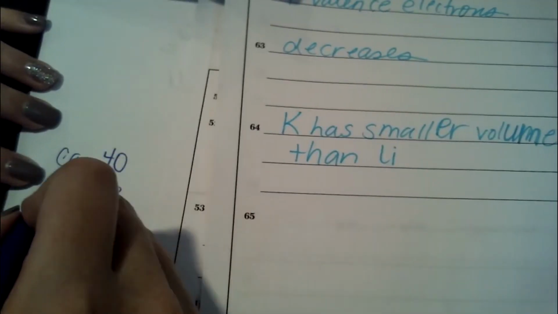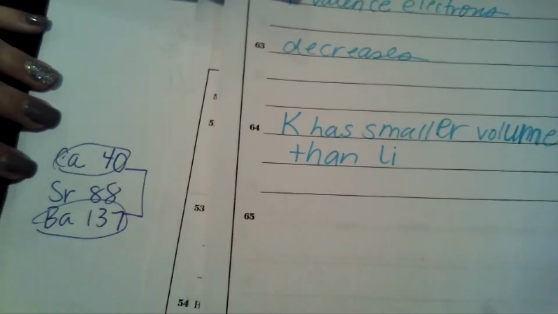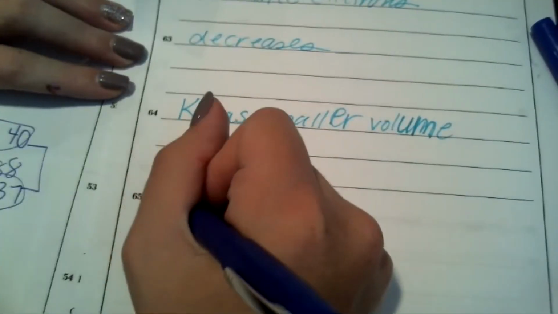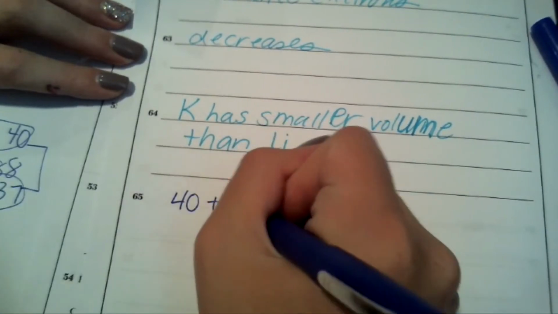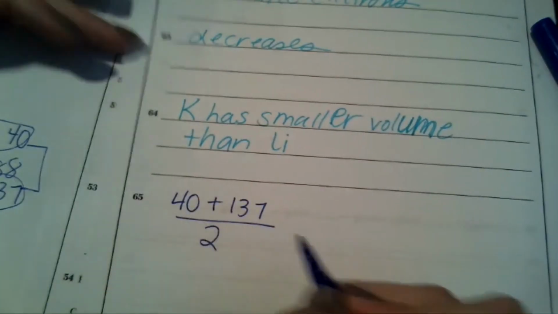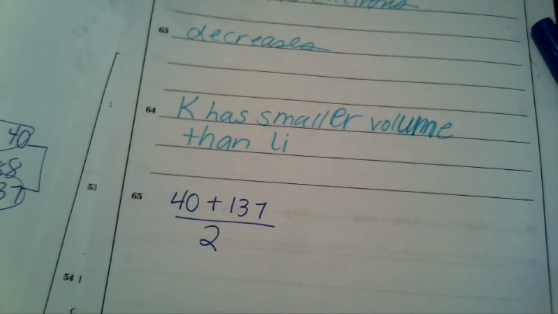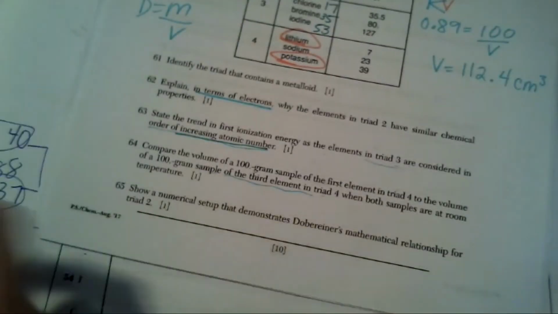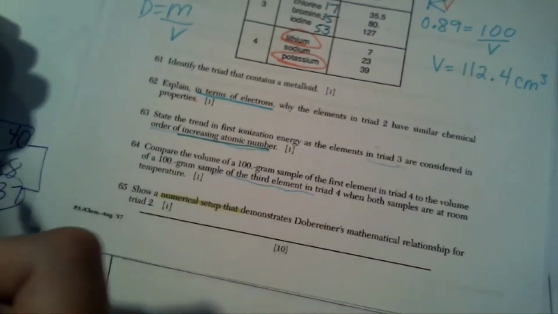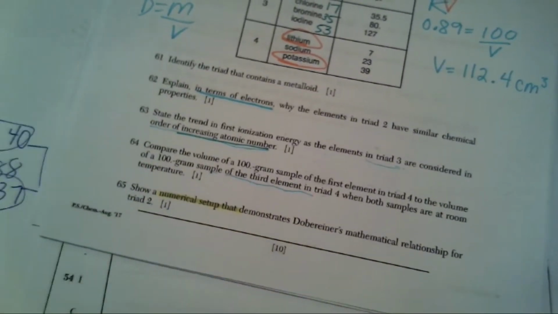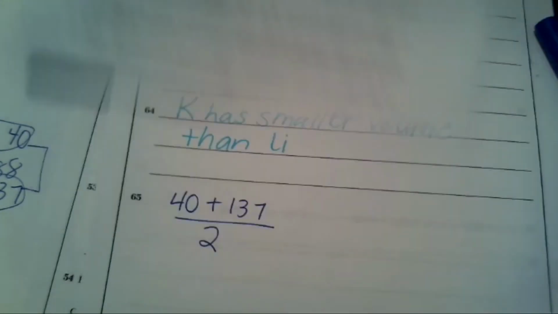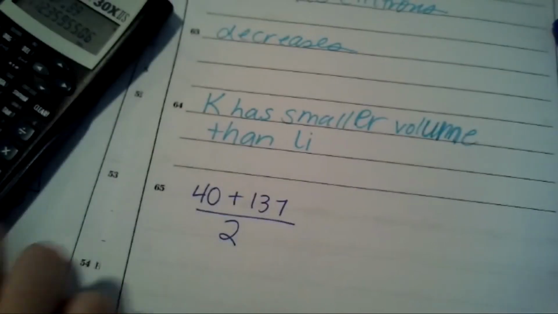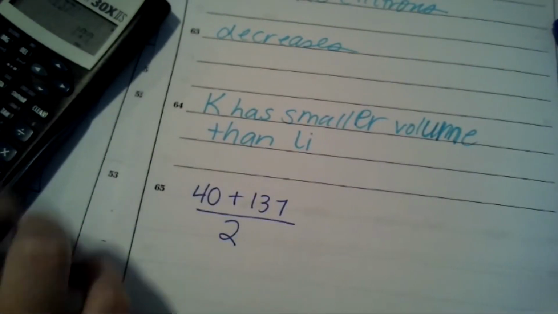This says add the first and the last and divide by 2. And it gives you an example of exactly what you have to do. So for the answer, we are going to do 40 plus 137 divided by 2. And the best part about this is that you do not have to solve because it asks you just for a numerical setup. Numerical setup means you have to put in numbers, but you just have to set it up. You don't have to solve. If you want to solve to check your work to make sure that you set it up correctly, that's fine.